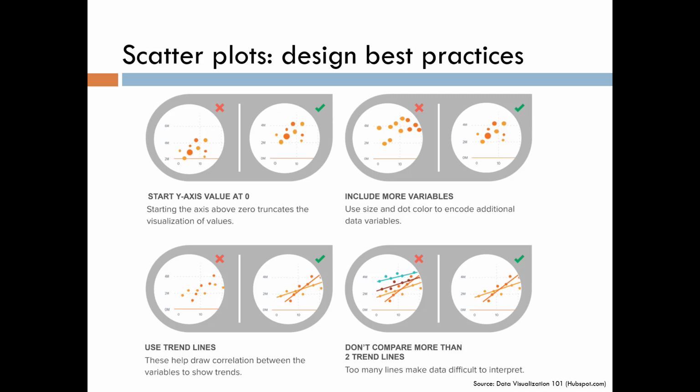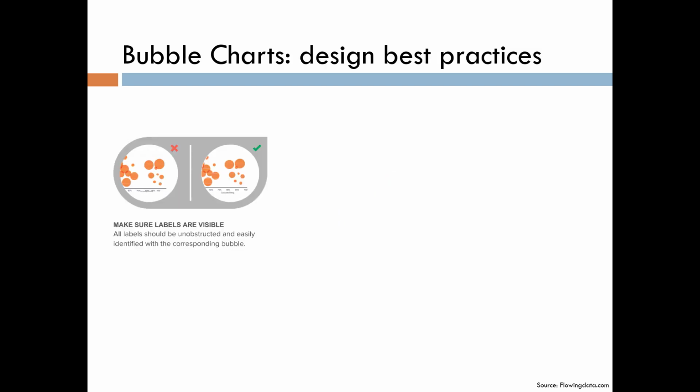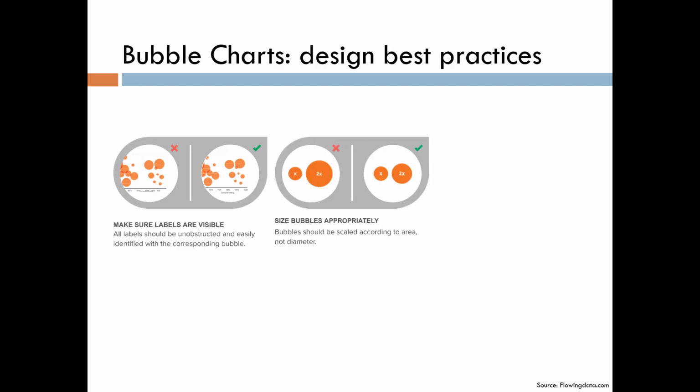it difficult to interpret. Bubble charts are like scatter plots, but a third variable is added to the plot, reflected in the size of the bubble. For bubble charts, best practices include making sure the labels are visible and can be identified with the corresponding bubble. Size the bubbles based on their area, not diameter. So if bubble 1 has twice the value of bubble 2, it should have twice the area of bubble 2.